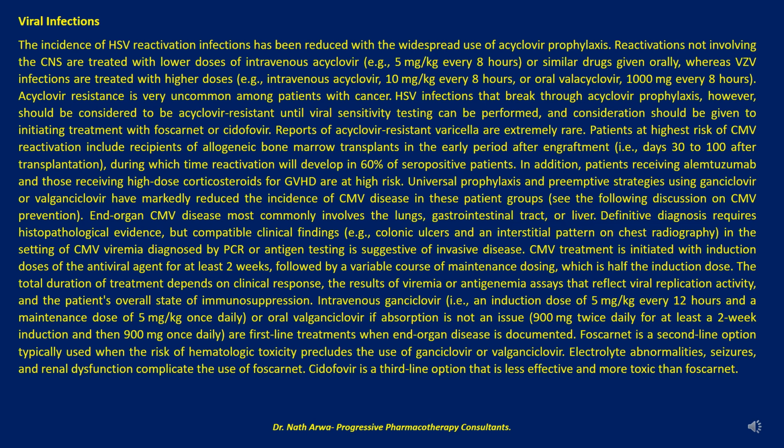Intravenous ganciclovir, i.e., an induction dose of 5 mg per kilogram every 12 hours and a maintenance dose of 5 mg per kilogram once daily, or oral valganciclovir if absorption is not an issue, dosed at 900 mg twice daily for at least a 2-week induction and then 900 mg once daily, are first-line treatments when end-organ disease is documented. Foscarnet is a second-line option typically used when the risk of hematologic toxicity precludes the use of ganciclovir or valganciclovir. Electrolyte abnormalities, seizures, and renal dysfunction complicate the use of Foscarnet. Cidofovir is a third-line option that is less effective and more toxic than Foscarnet.